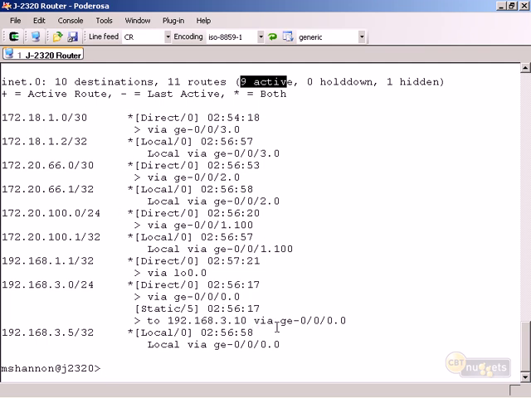What's a hold down? Well, hold down routes are routes that are in a certain state. They're in a pending state, kind of a zombie state, because they're waiting for the Junos operating system to declare them as being inactive for some reason.